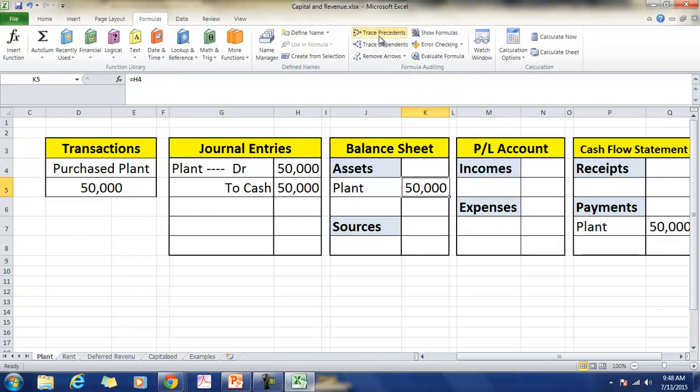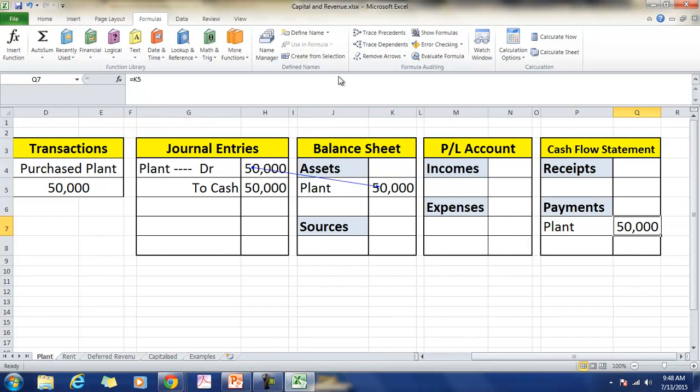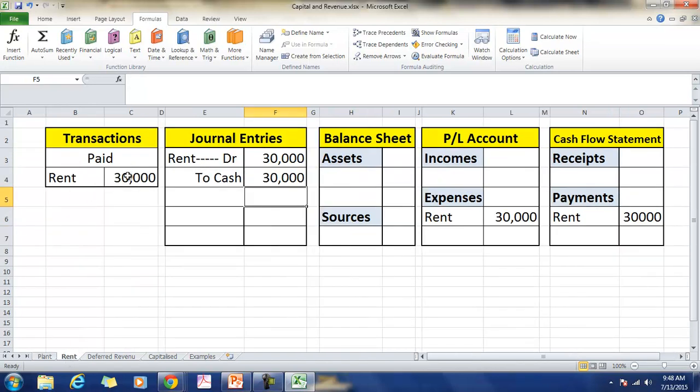In the balance sheet, the plant will be shown as an asset, and in the cash flow statement, the payment for the plant is shown as an outflow of cash. No income, no expense, because this is capital expenditure in nature. But let us see this one.